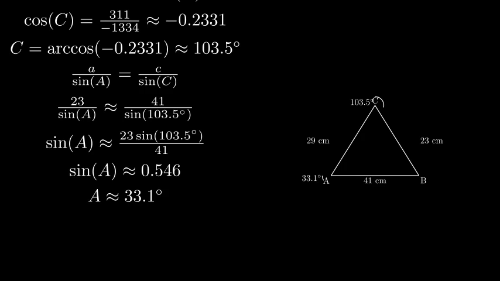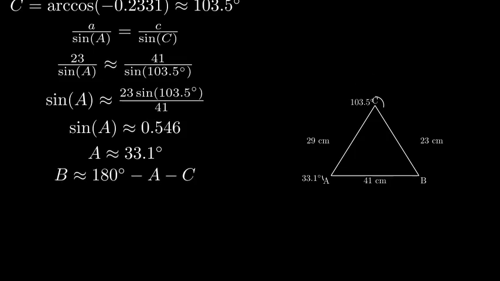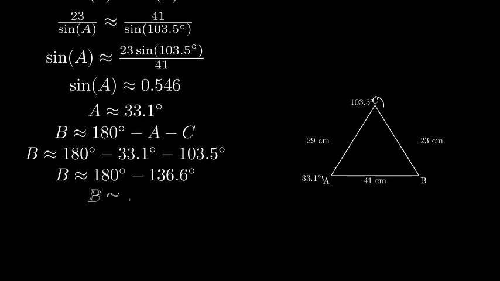Finally, we find the third angle, B. Angle B is simply 180 degrees minus the two angles we've found. That's 180 minus 136.6, which gives us 43.4 degrees for angle B. And with that, the SSS triangle is solved.